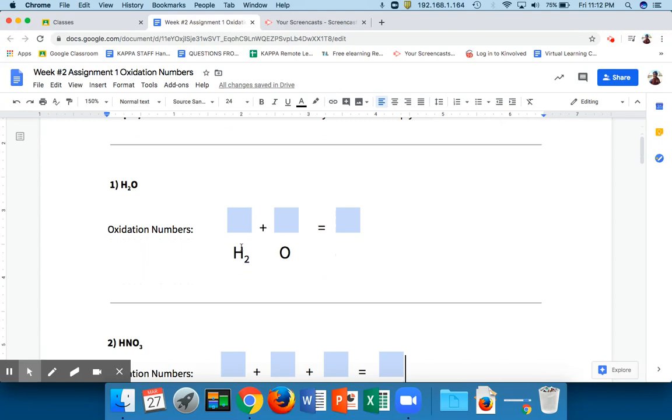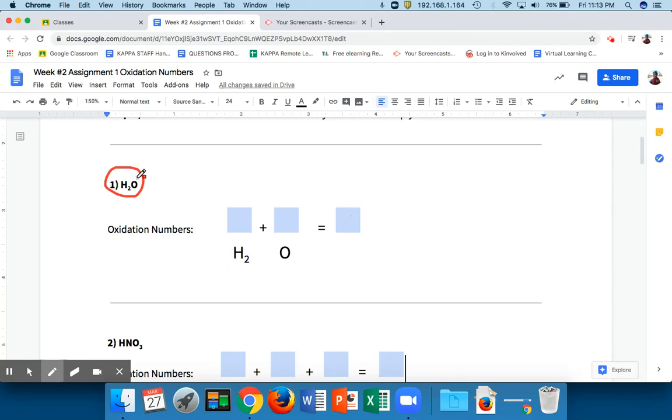Okay, so these blue boxes correspond to the oxidation numbers that we need to find. So our first compound is water, H2O, and it's split up down here. It's still H2O, but it's just written far apart so that we can clearly align the oxidation number with the elements. So here's for hydrogen, oxygen, and then we have this equal sign over here and a blank box and nothing underneath. This is where you write the charge of the compound or the polyatomic ion.